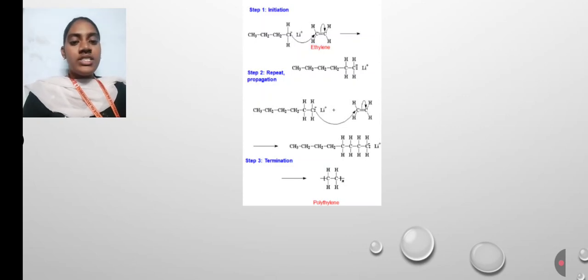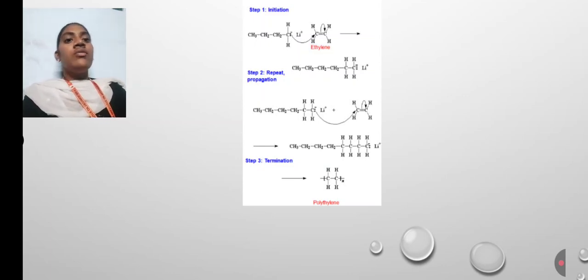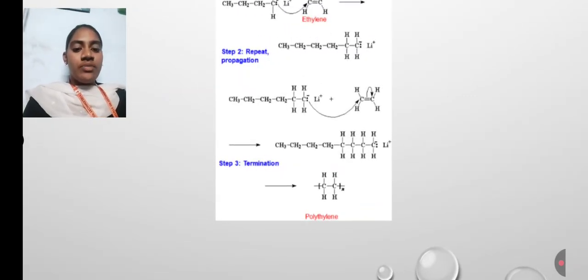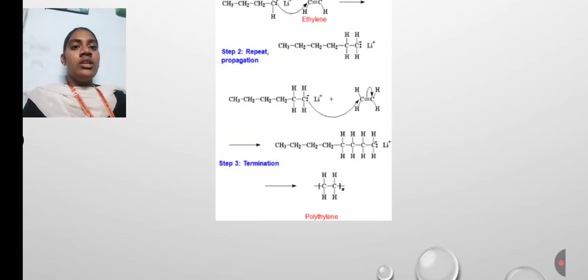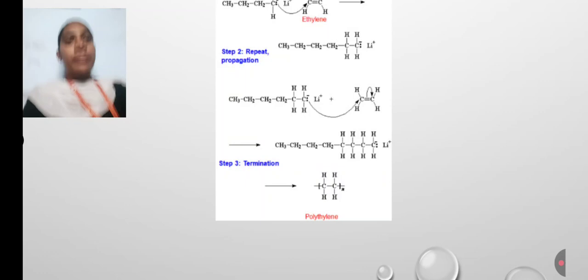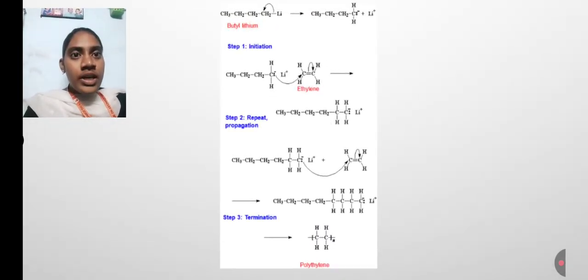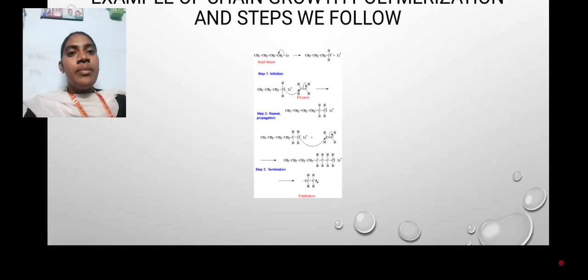And the second step, repeat or propagation step. The new radical attacks another monomer and forms a longer chain. This step repeats again and again to increase the long chain, which forms n number of chains. And the final step, termination, where two free radicals combine and the chain growth stops in this step, and the byproduct is formed. Here butyl lithium formed polyethylene as a byproduct.